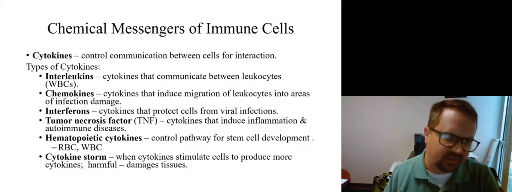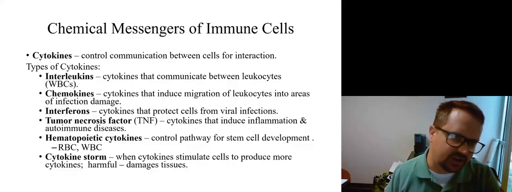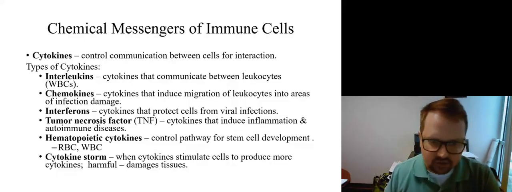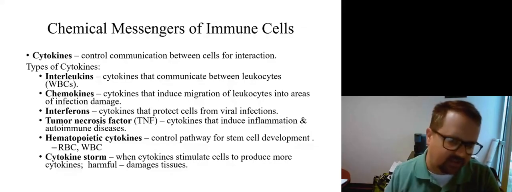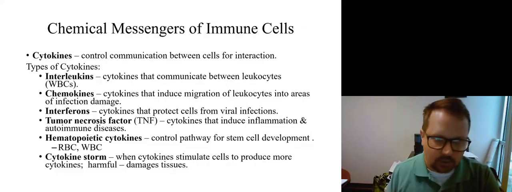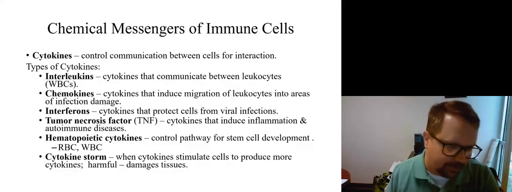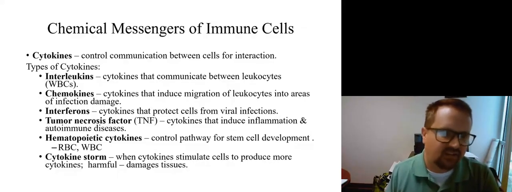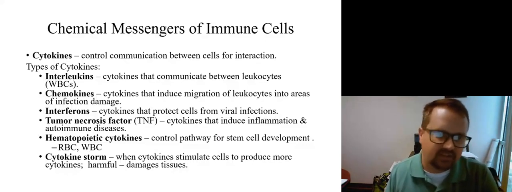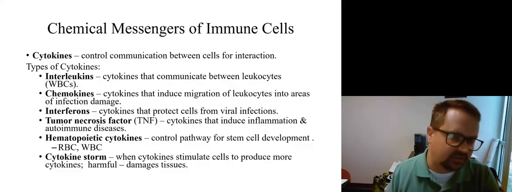Chemical messengers of the immune system are cytokines. They control communication between interactions. There's a cytokine storm. This is when the cytokines produce more cytokines, harmful, damaging tissues. That's what killed people during COVID. There's cytokines. There's interleukins, they're between leukocytes. There's chemokines. There'll be a cytokine that induces the migration of leukocytes in the area. My chemokines are the macrophages of the area, and they're like, I'm going to phagocytize, and you dang right, they're going to phagocytize. Okay, chemokines induce migration of leukocytes, especially macrophagic leukocytes.